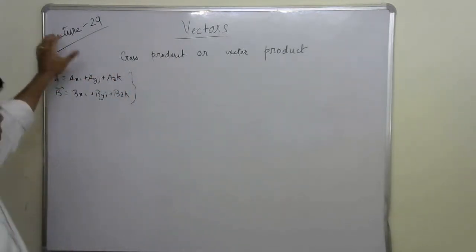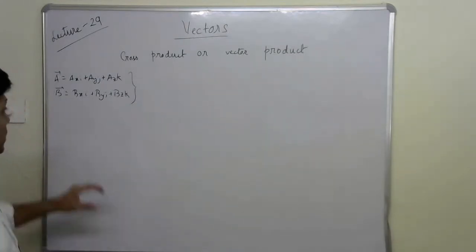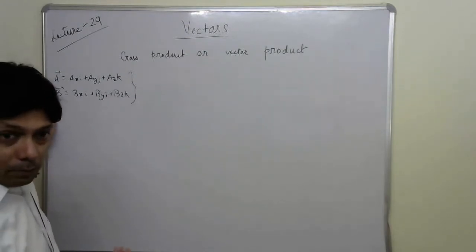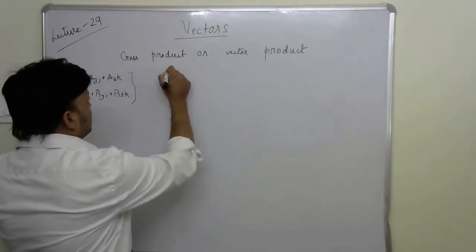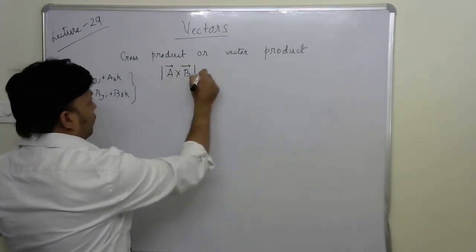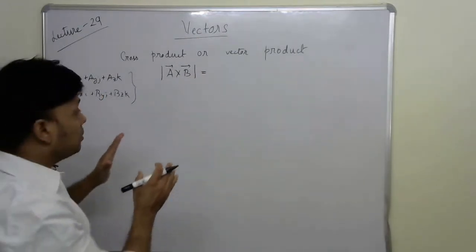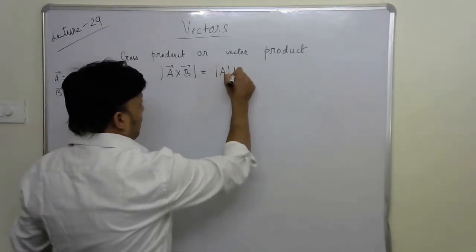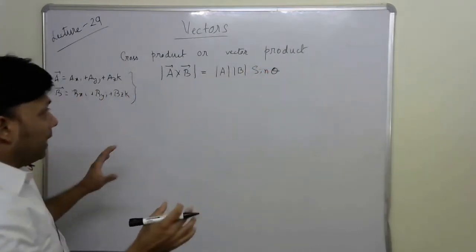So now let's quickly talk about the cross product or the vector product. Here are, once again, my two basic vectors A and B. By standard definition, the cross product is defined as A cross B. Because this is a vector quantity, there is magnitude and direction. The magnitude of A cross B is defined as modulus of A multiplied by modulus of B multiplied by sine theta, where theta is the angle between A and B.